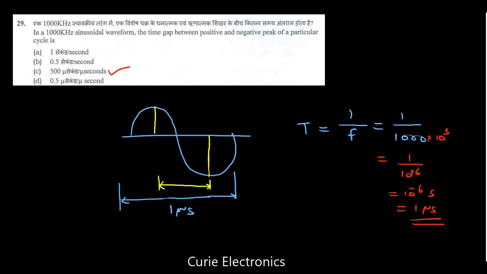And what is half of 1 microsecond? Half of 1 microsecond, 1 by 2, so 0.5 microsecond is the right answer. Sorry guys, but anyway, I noticed it immediately, so it is okay. We have corrected it.